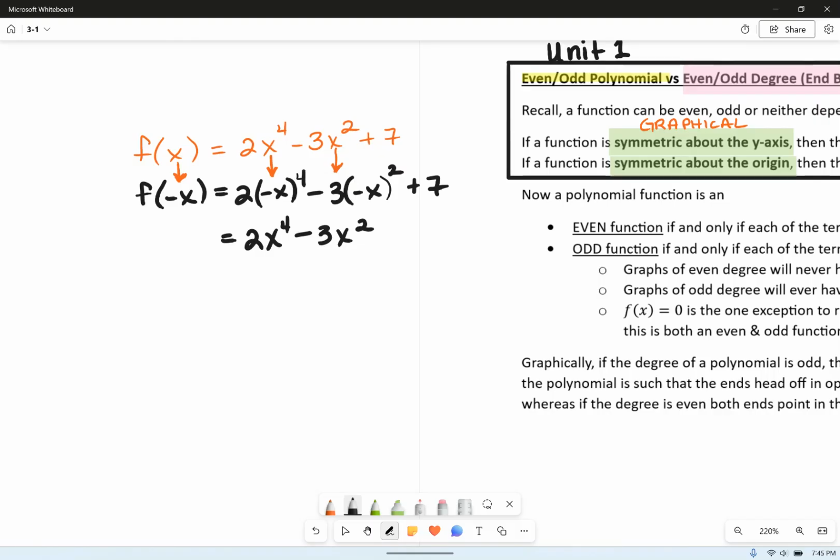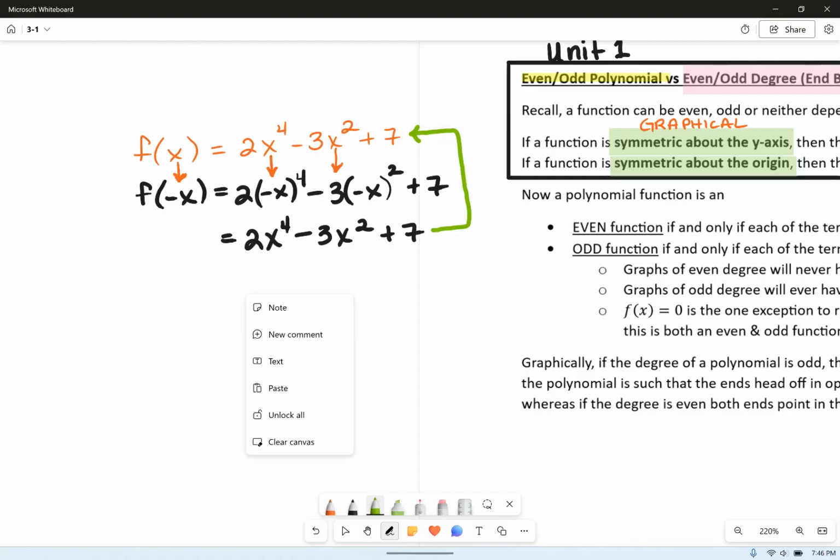And then the plus 7 had nothing attached to it. It just comes on down. Once you have substituted negative x, I need you to compare. Take the one you just found, the f of negative x, and compare it to f of x. And you will notice that they are identical.